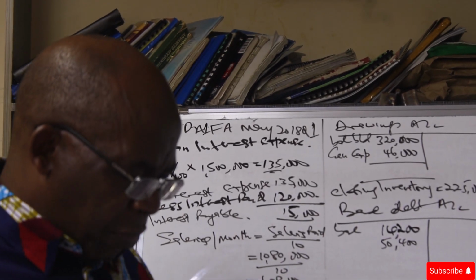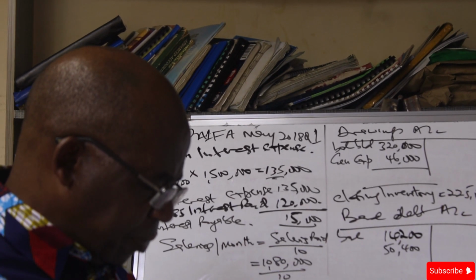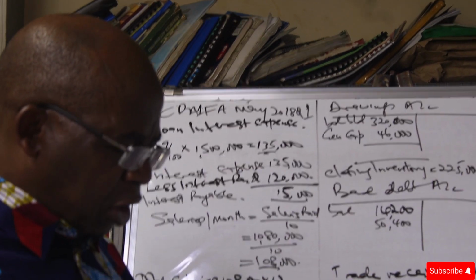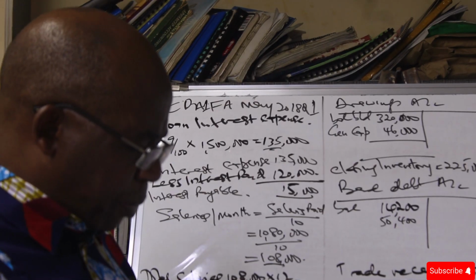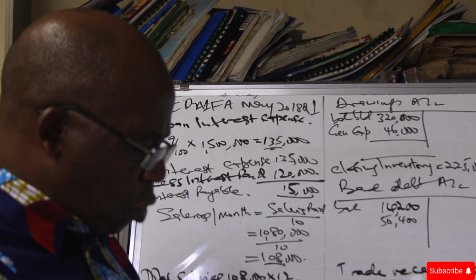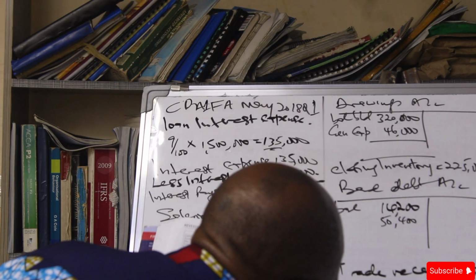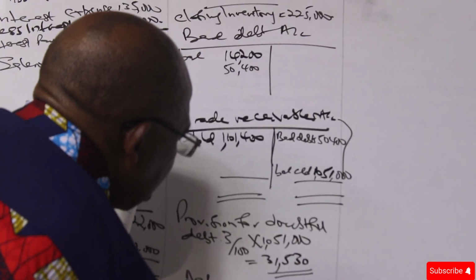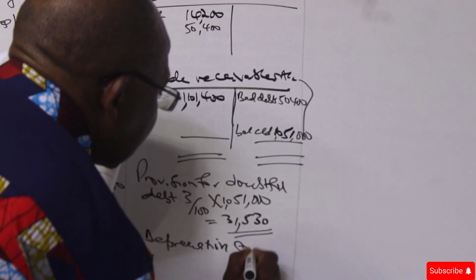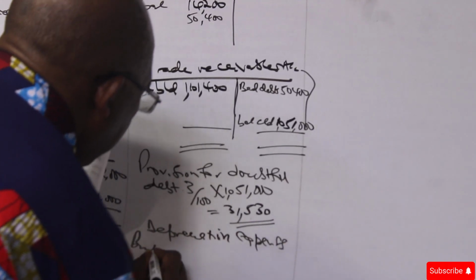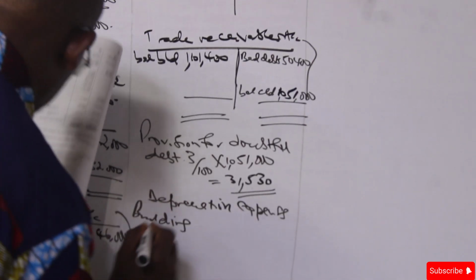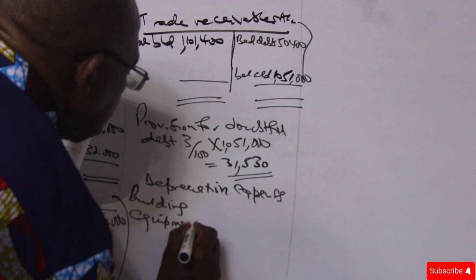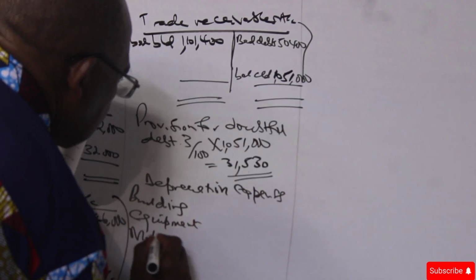Now we are told, as of 1st March 2018, land was valued at 1 million. Land is not depreciated. And then you are given the depreciation rates for building, equipment, and motor vehicles. So if we say depreciation expenses: building, equipment, and motor vehicle.